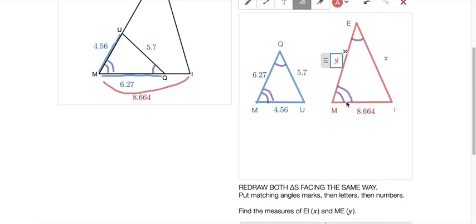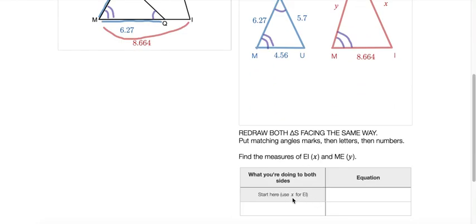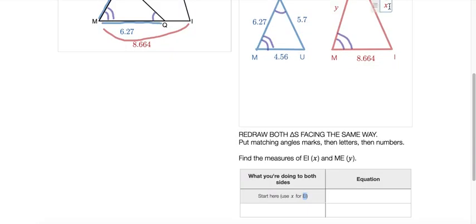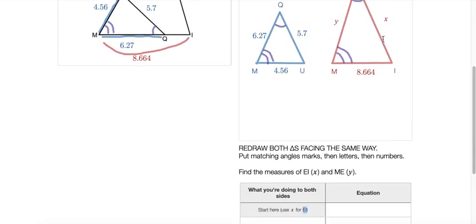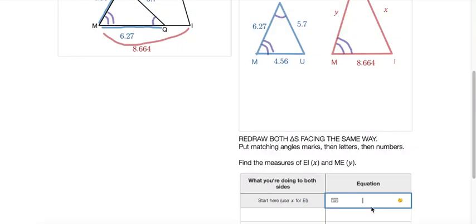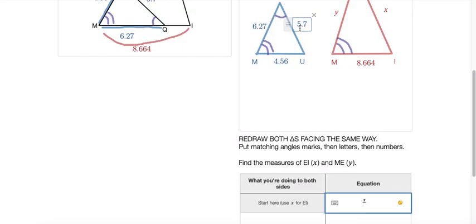And then we will set up proportions using our beautiful figure here, which is drawn in a way to make it easy to set up proportions. The first one, we're going to use X for EI. So I start with X. It's this side on the right. It's from the big triangle. I find the matching side from the small. Well, I purposely drew this picture to show me that the matching side is in the same place. The X goes with 5.7.